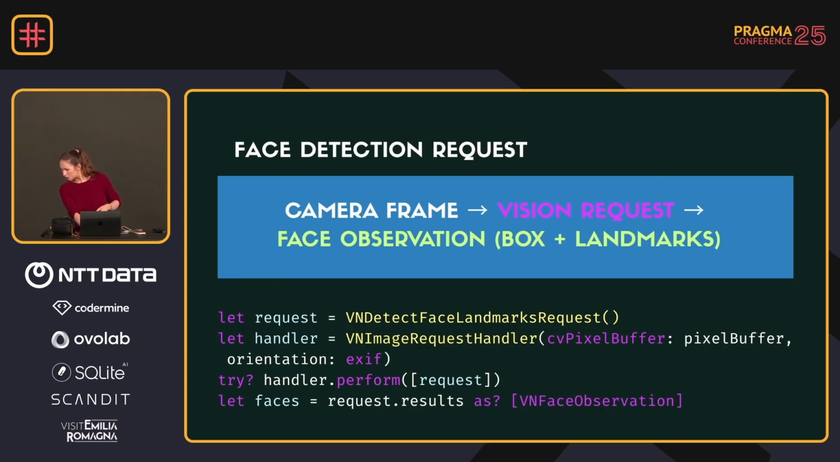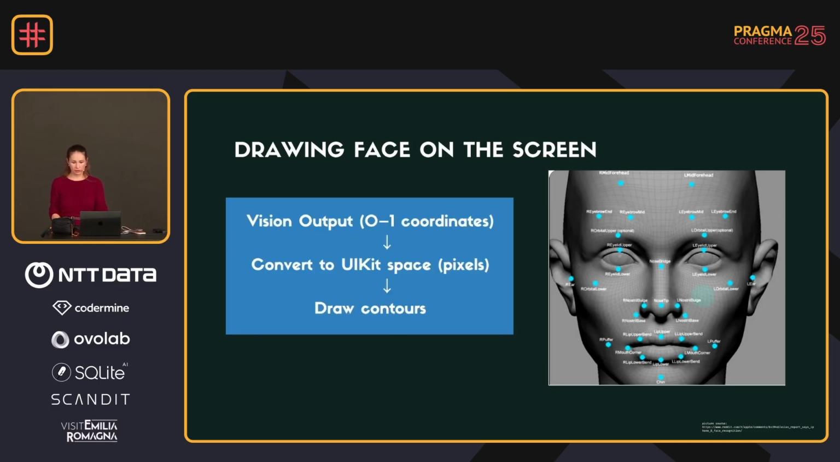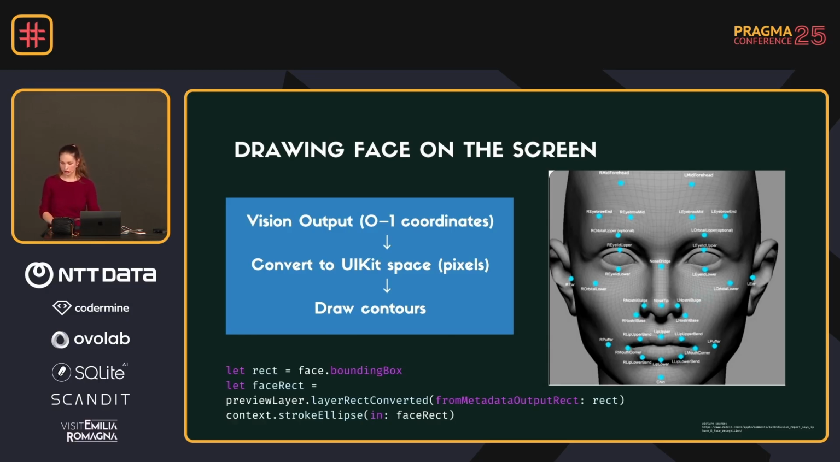Let's go further. Next, after we have determined a face in the back of the app, we need to draw the face on the screen. As you have seen in the demo, there is usually a Vision output. It is converted to UIKit space in pixels, and then we draw the contours. I put a piece of code that is pretty much done like that.